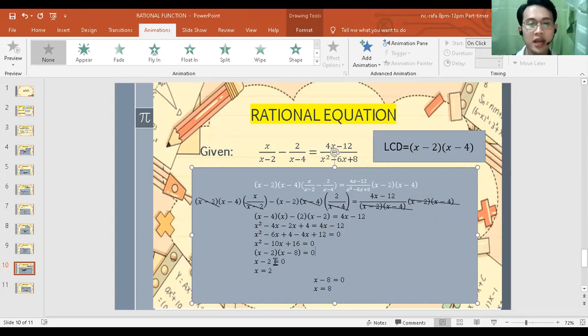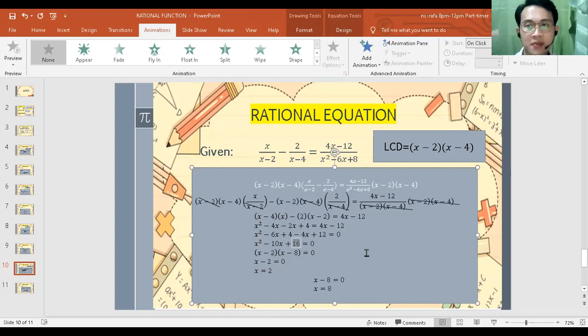After that, in our expression x squared minus 10x plus 16, we can find the factors by factoring out this given expression. How? By looking at your third term, which is 16, find a factor of 16 whose sum is negative 10. Again, a factor of 16 whose sum is negative 10. So if you analyze it well, the sum should be negative 10. Basically, the factors of 16 are 8 and 2, which make 10.